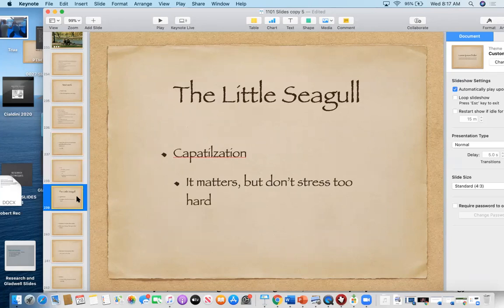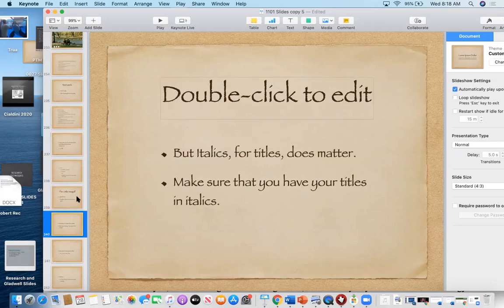Okay, real quickly, capitalization in your essays matters, but don't stress too hard, because there are different rules that apply for different schools and different papers, different essays, and so forth. So capitalization matters, but don't stress too hard on that. That's one of the things that the Little Seagull book talks about.